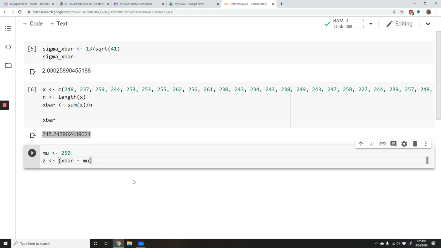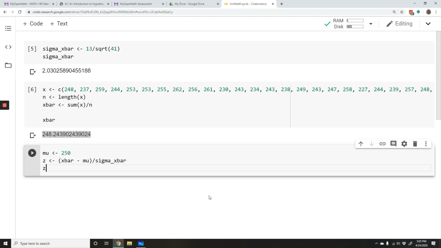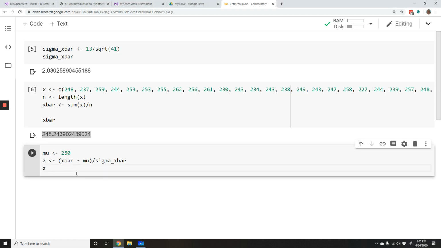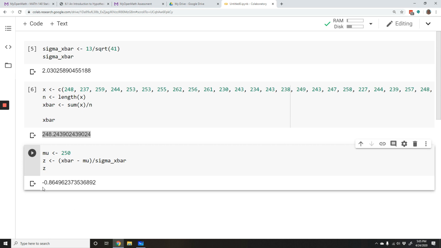Okay? So I have my point estimate minus my mean of the distribution of sample means, divided by, and I do have my sigma x bar already. Sigma x bar. And so all this is doing is computing this formula here, using the numbers for those values. Okay, and I'll just type that z one more time so we actually get the value. And so our z-score here is negative 0.86 about. So let's copy and paste that into where it goes.